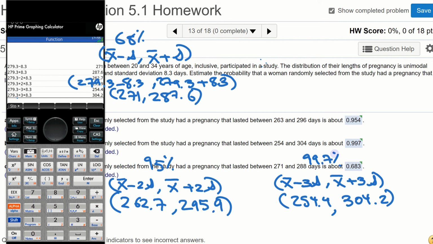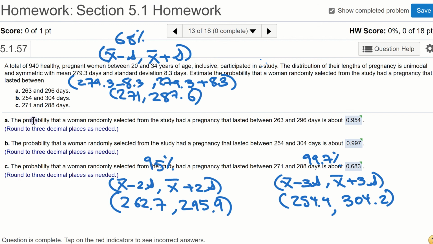All right, so now let's get rid of the calculator. We don't need that anymore. So now we can answer any question they want. They say the probability that a woman randomly selected had a pregnancy that lasted between 263 and 296. Does that look familiar? Basically, they want this group, right? So you know it's going to be the 95% probability.